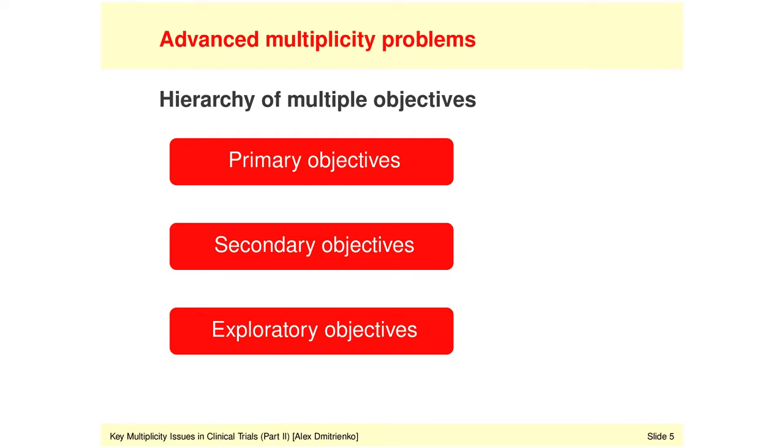Those objectives, specifically primary, secondary, and exploratory objectives, are typically arranged from the most important ones at the top to the least important ones at the bottom. And on the next slide, I'm going to go a little bit deeper into the definition and role of primary, secondary, and exploratory objectives in confirmatory trials.